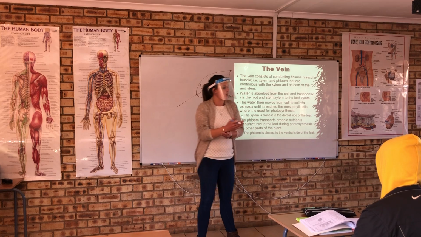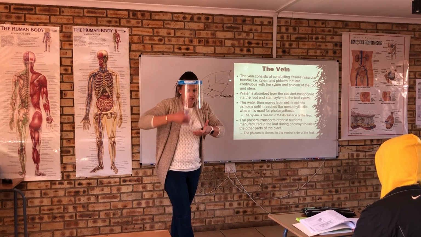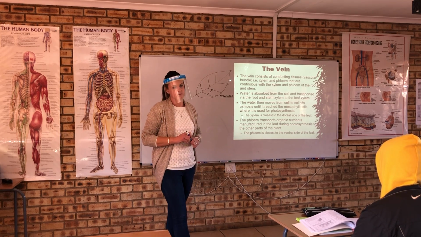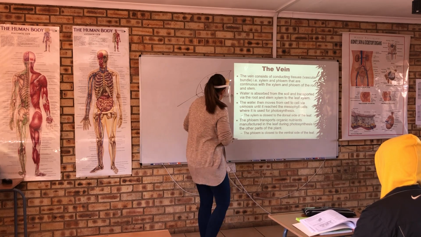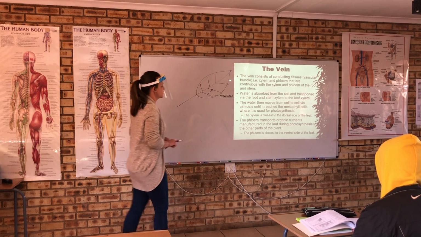So there's two ways that water can move. Either it can take the pathway of going from one cell to the next, or it can go between cells, like in the case of spongy mesophyll. So it goes through osmosis until it reaches the mesophyll cells where it is used for photosynthesis.